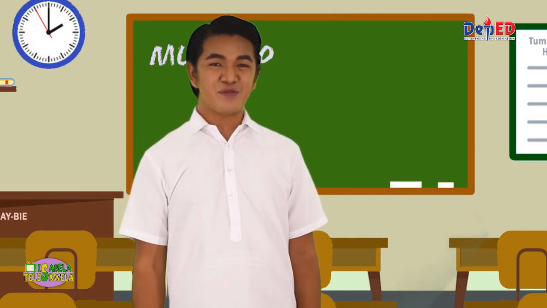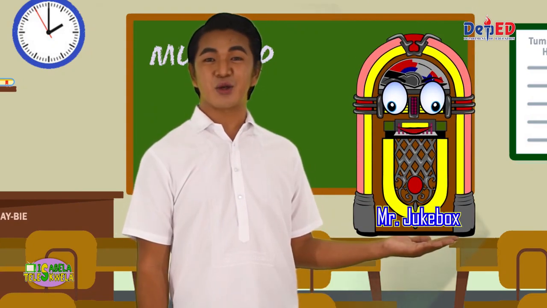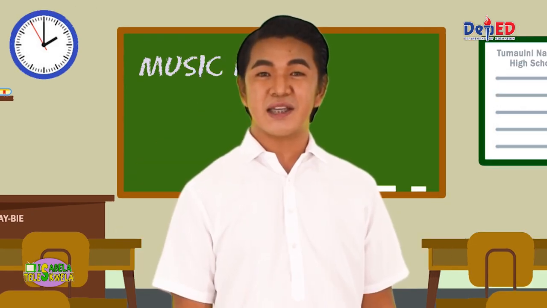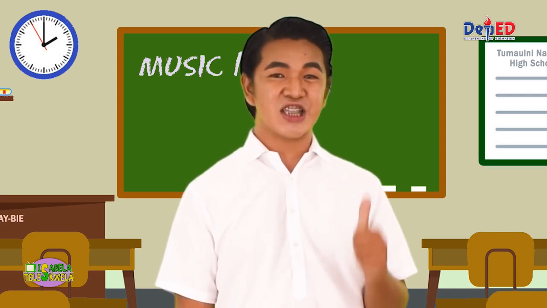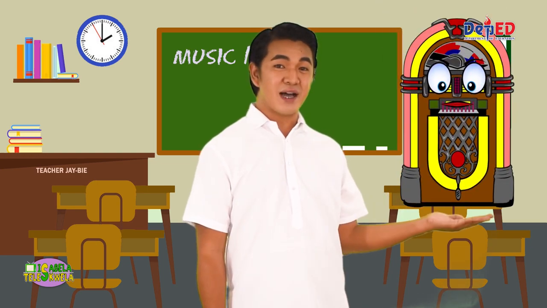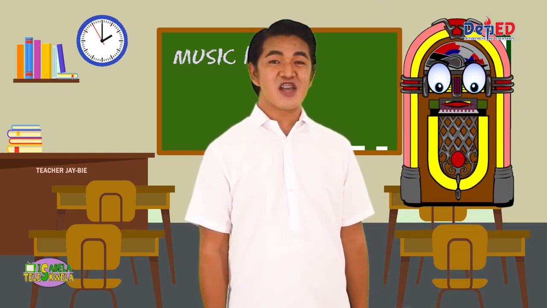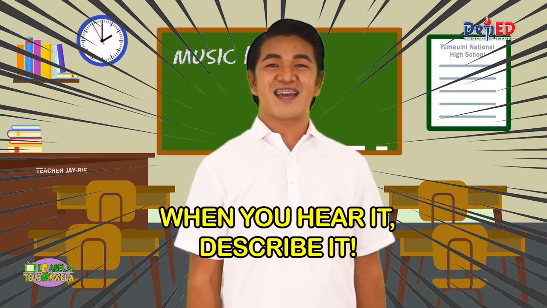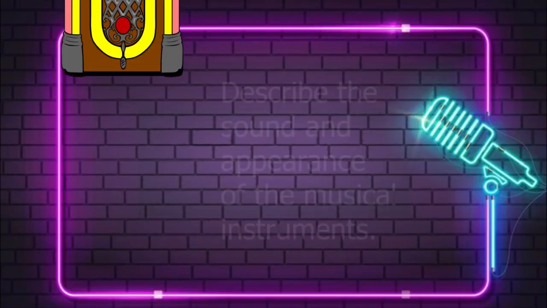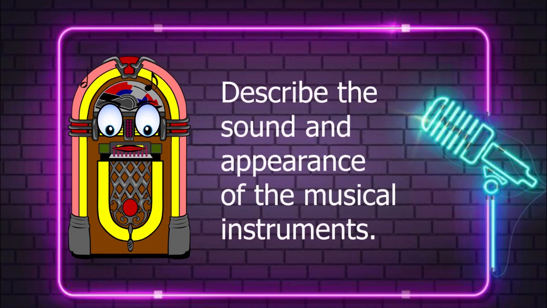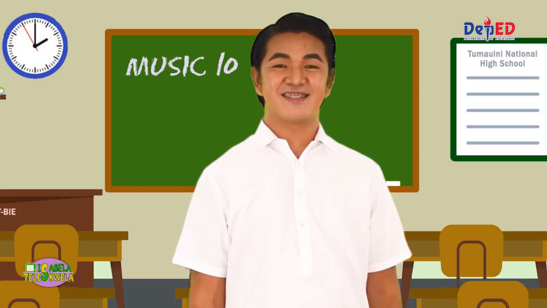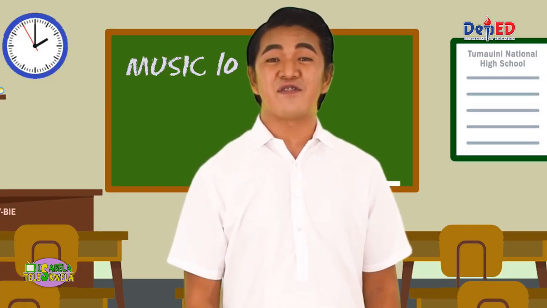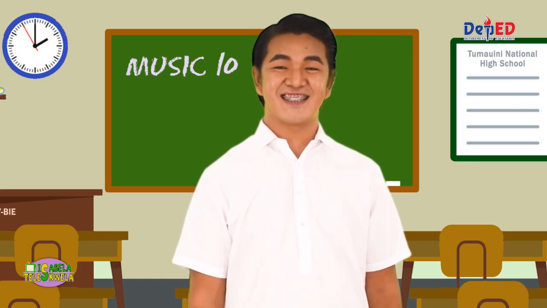This time, we will call a friend. His name is Mr. Jukebox. Let us try to describe the characteristics of the traditional instruments of Africa through a listening activity. Yes, you heard it right. Together with Mr. Jukebox, we will be having an activity titled, When You Hear It, Describe It. This activity is very simple. Mr. Jukebox will play music. Then, you will describe the sound and appearance of the musical instruments. I know that you are all excited. Aren't you? Yes, sir! So if you don't have any clarification, let's begin.